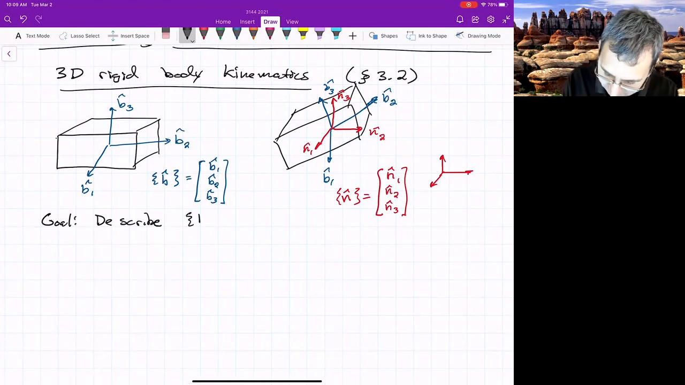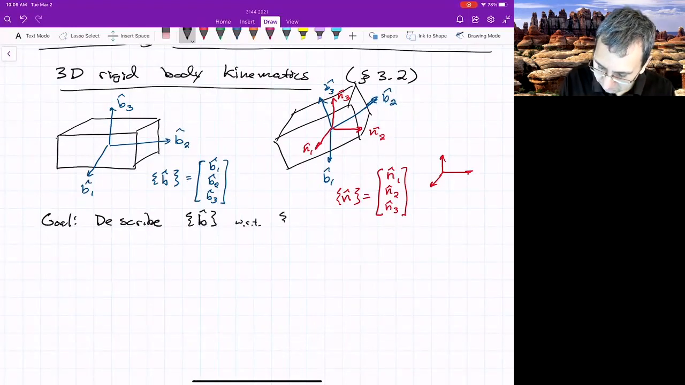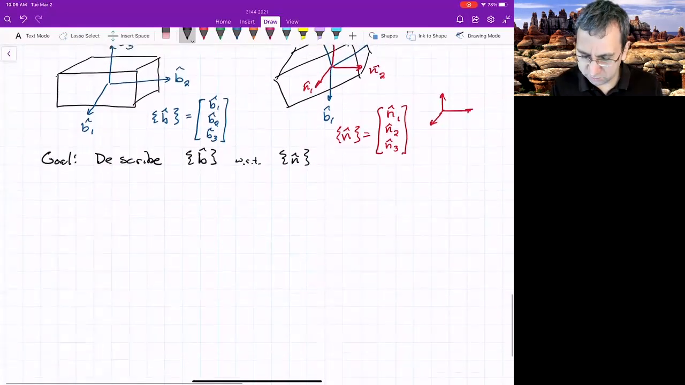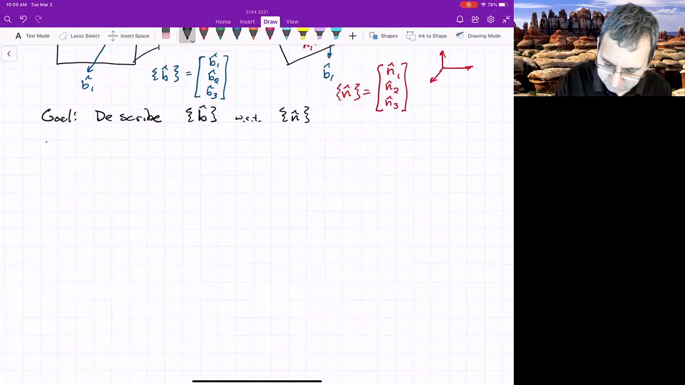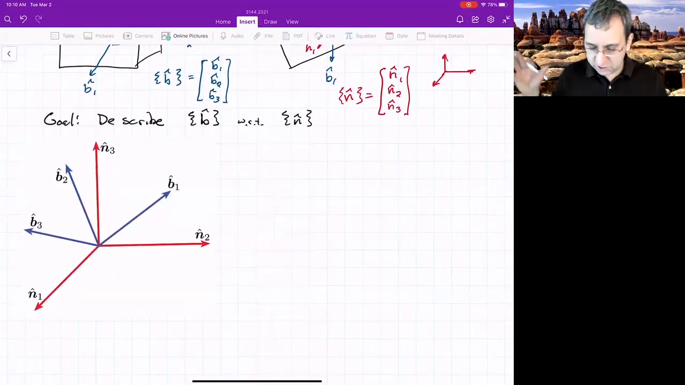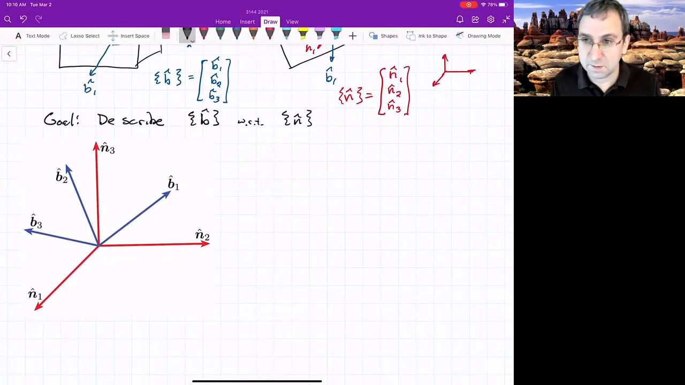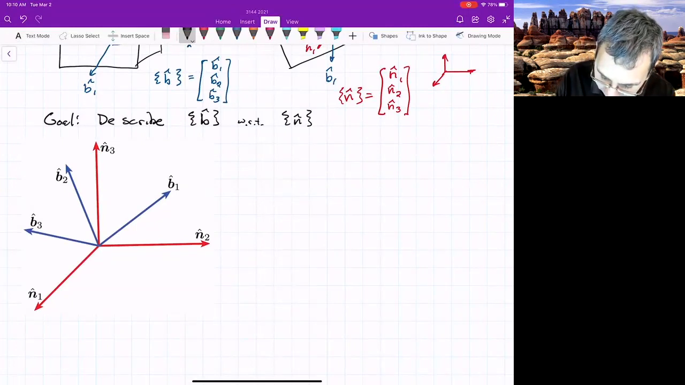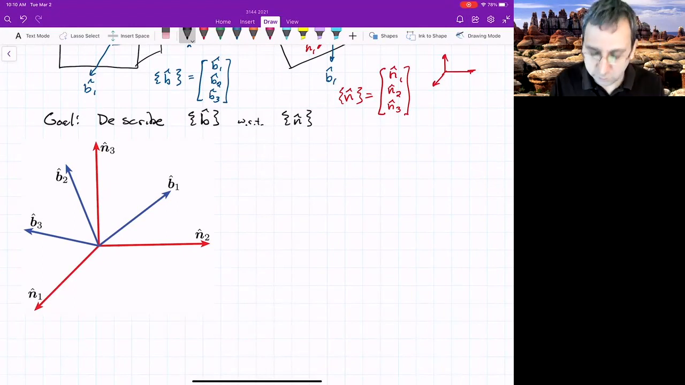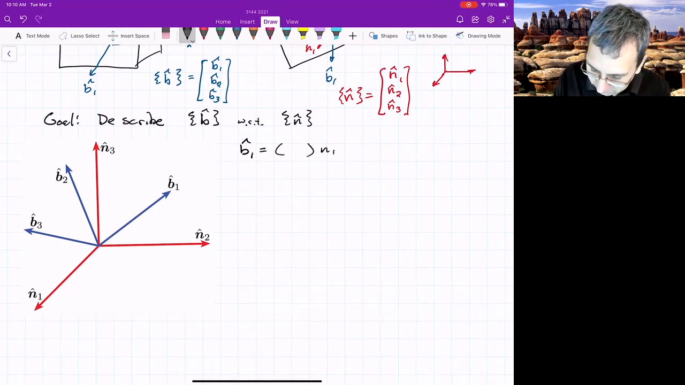So we want to describe the orientation of the B directions with respect to the N directions. So the same sort of thing applies. I'll do another figure here. So this is just showing some kind of arbitrary orientation of the B frame with respect to the N frame. And we'll work with this to try to figure some things out. So just like up above, let's just focus on B1. We want to write B1 in terms of something times N1 plus something times N2 plus something times N3.